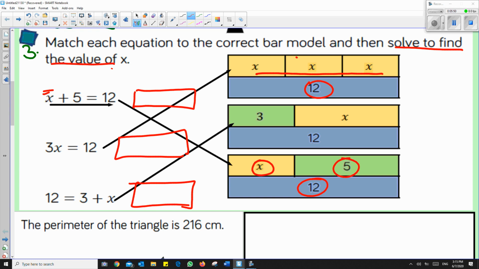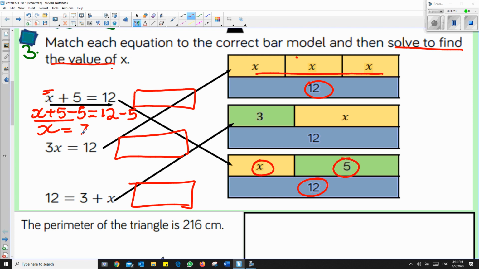Let's start with the first one. The first one, x plus 5. What can we do on this side to remain with x? So we can subtract 5. And if you're going to subtract 5 on this side, you must subtract 5 also on the other side. So subtract 5, here you get x is equal to 7.